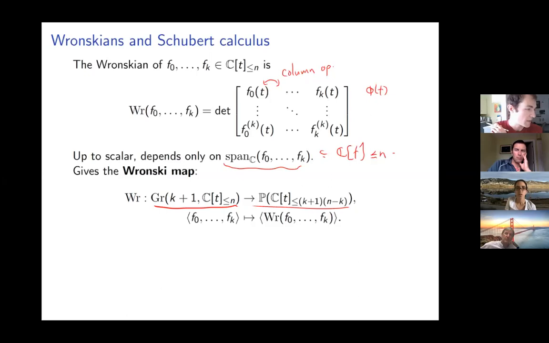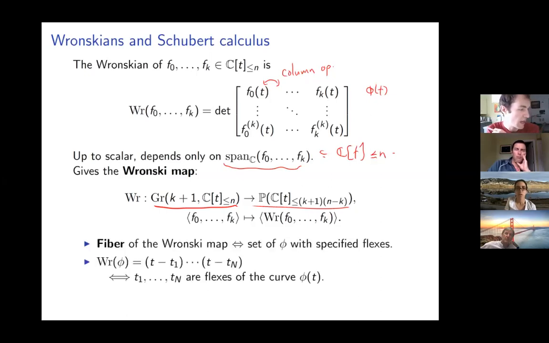So the Wronski map is encoded in this map of varieties. That's what the Wronski map is. And it's nice to think about fibers of this map in the context of the Wronski problem. So what is a fiber? We fix a point here.